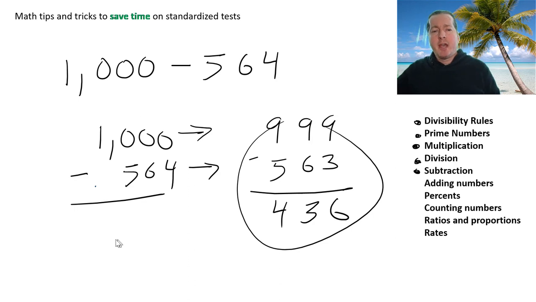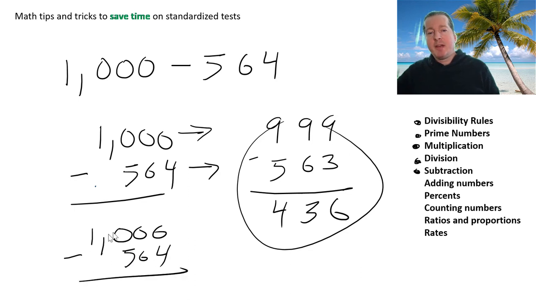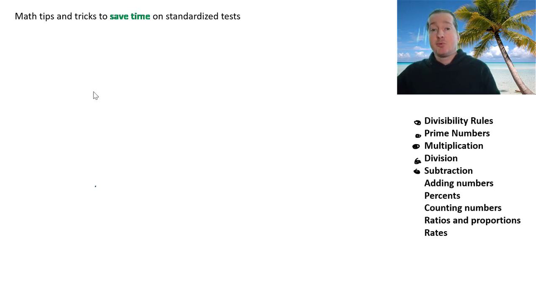A little quicker to do that than to, for example, write 1,000 minus 564. And what do you have to do? You have to keep borrowing a 1. So I'd have to borrow a 1 and put it here, and then borrow another 1 and put it here. That's really time consuming. Here's another thing that's really good to remember about subtraction. Suppose I wanted to know, let's see, what's 3/4 minus 2/3?